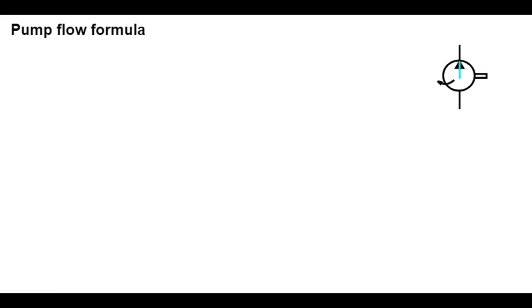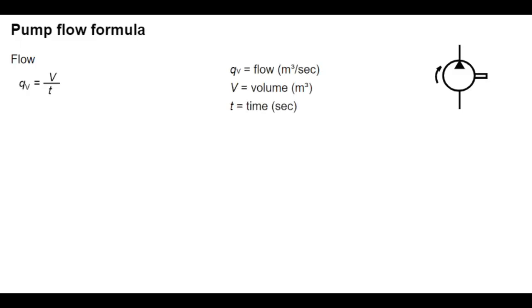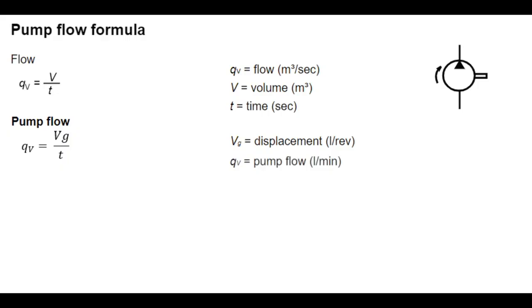The function of a hydraulic pump is to generate flow. You already know how to calculate flow from the learning module Physical Principles. Flow, QV, equals volume V divided by time T. For pump flow, we use displacement instead of volume. This gives us the following relationship: pump flow QV equals displacement Vg divided by time T.